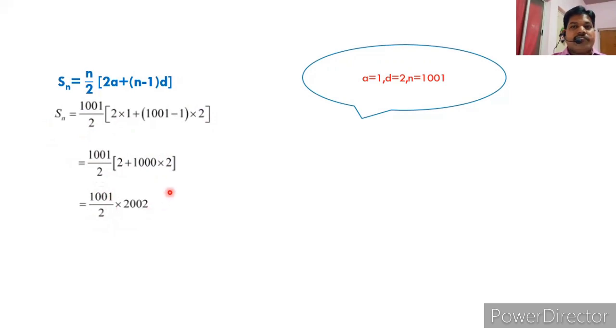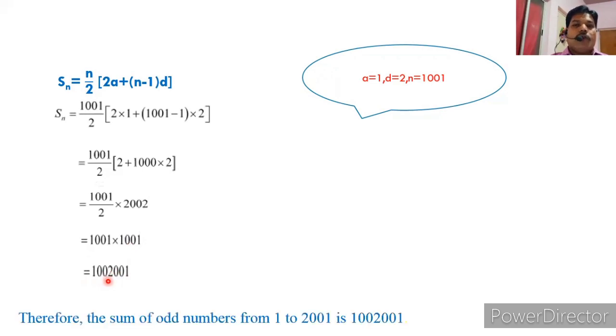Just cancel the value here. It will become 1001 once again. So that is 1001 into 1001, which is 1,002,001. Just multiply these two and verify this answer. 1,002,001. So we can conclude that the sum of odd numbers from 1 to 2001 is 1,002,001.